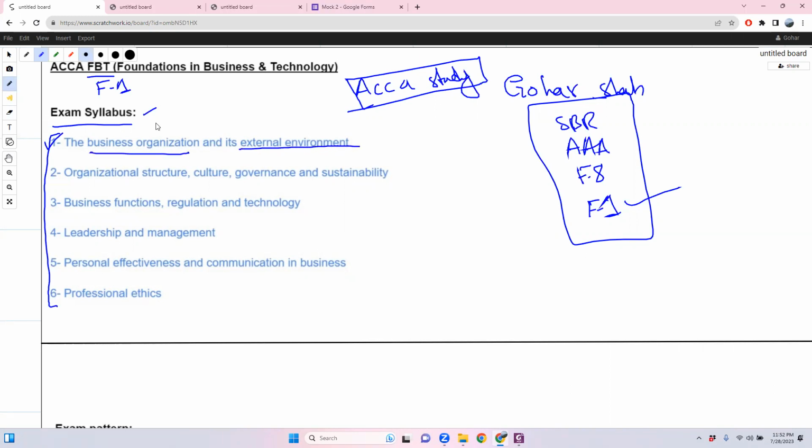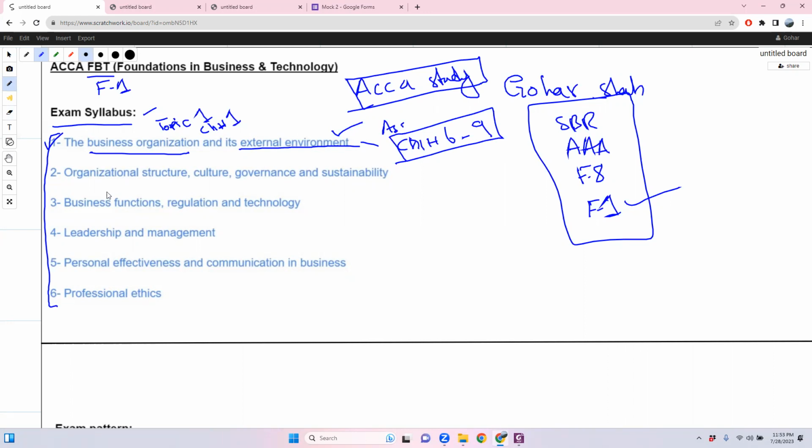The business organization is topic number 1 on ACCA Study Hub, and at the same time it is chapter number 1 in the Kaplan study text. The external environment is a very big topic in ACCA Study Hub, but at the same time in Kaplan it is from chapter 6 to 9, the external environment, and this is a very important area for the purpose of exams.